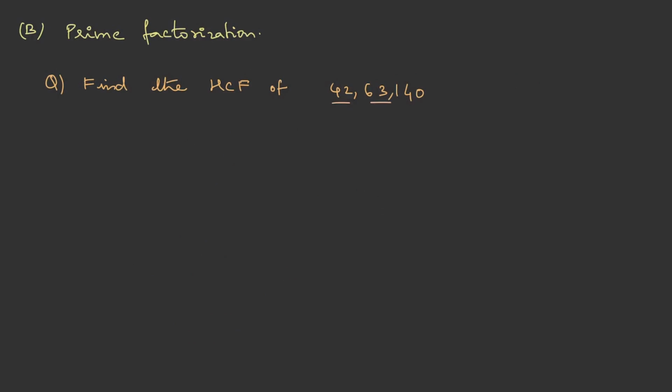The second one is prime factorization. In this, let's factorize these three numbers. 42 is 2 into 3 into 7. 63 is 3 into 3 into 7. 140 is 2 into 2 into 5 into 7.